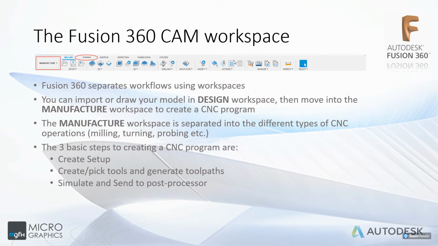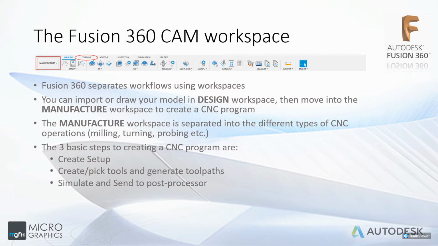Okay. The manufacturer workspace is separated into different types of CNC operations. So you can see at the top here, you have your main manufacturer workspace with all the tools, but you can switch between which type of CNC operations you want to do, whether it's milling, turning, and fabrication for plasma and laser cutting, right? There are also inspection for probing and additive manufacturing, but that won't be talked about too much in this webinar. The main types of CNC are going to be milling, turning, and fabrication.